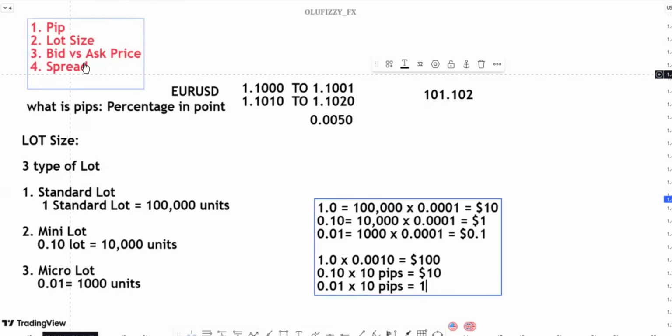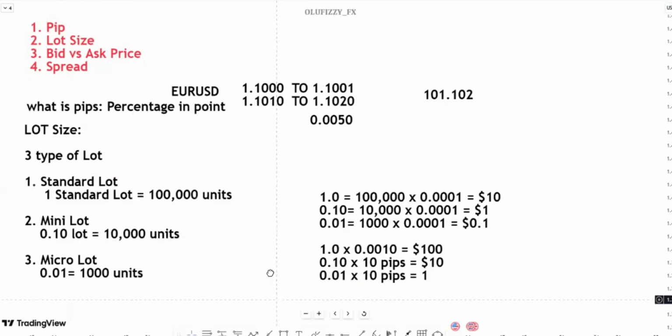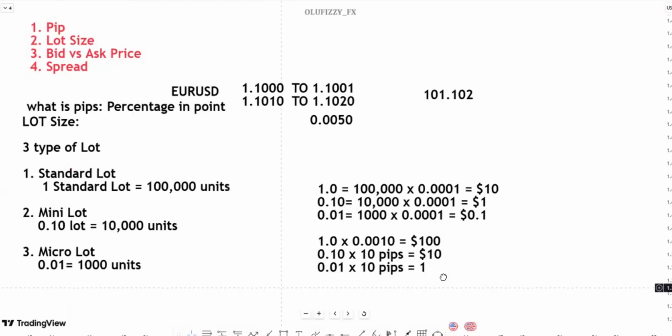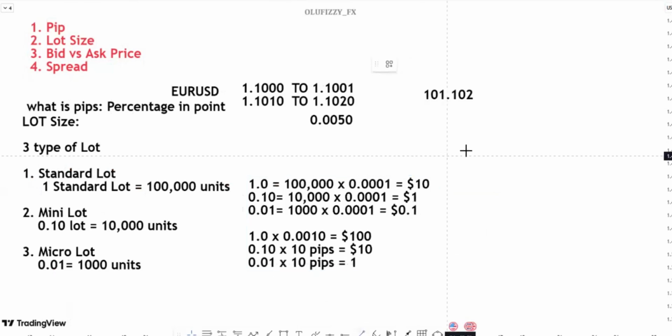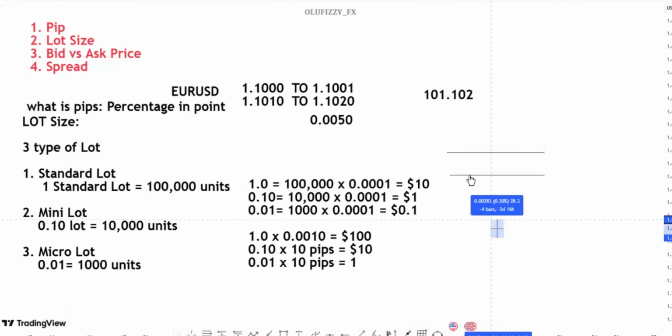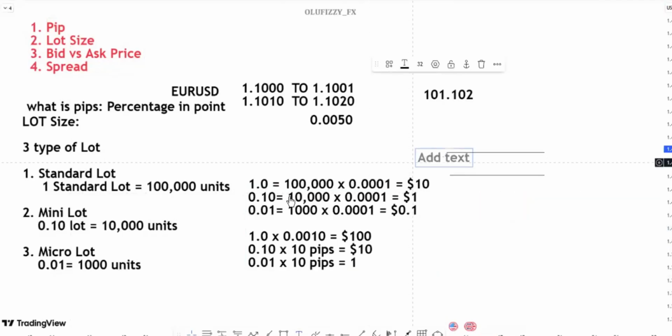So now what is bid and ask price? When you open your MT5, it's most likely you will see two lines. One is going to be green and one is going to be red. So you have two lines like this. This one that we have, this top here, is going to be the bid price.